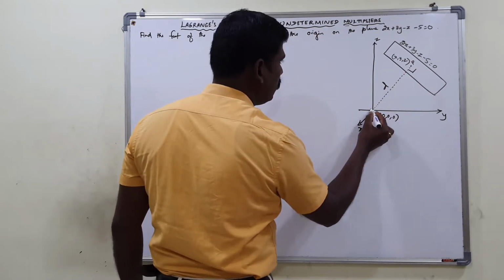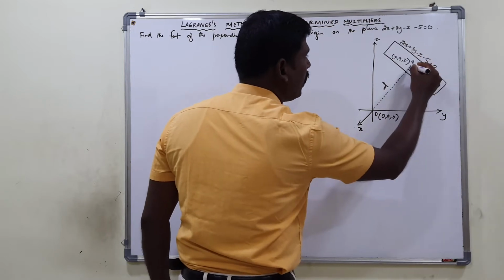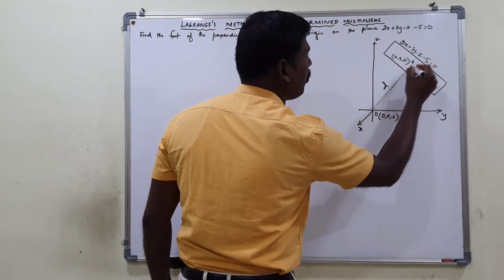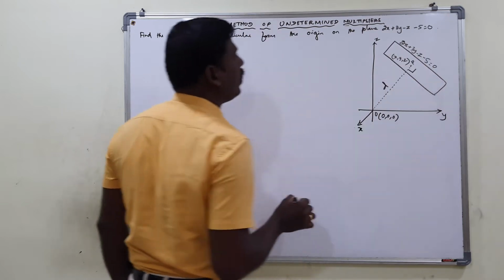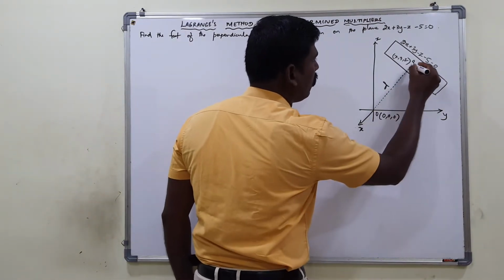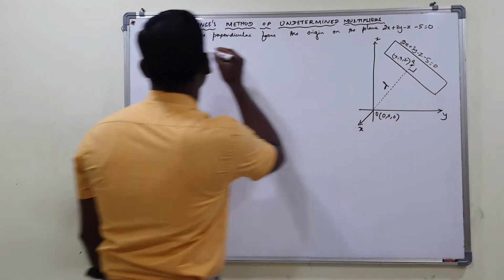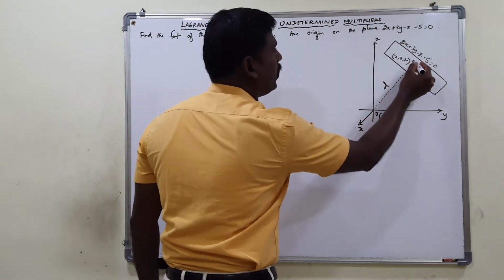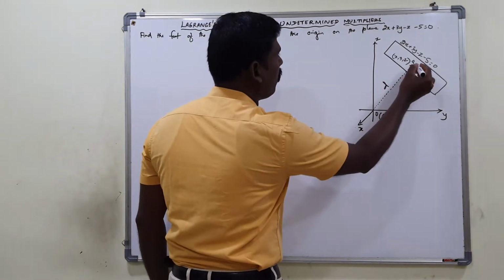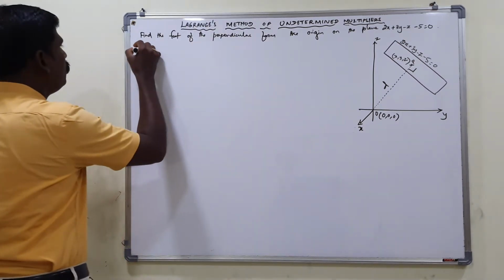This is the origin. Draw a line perpendicular to this plane. The point of contact of this perpendicular and the plane is called the foot of the perpendicular. We want to find out the coordinates of this point. I am going to take the point P as x, y, z. Solution.